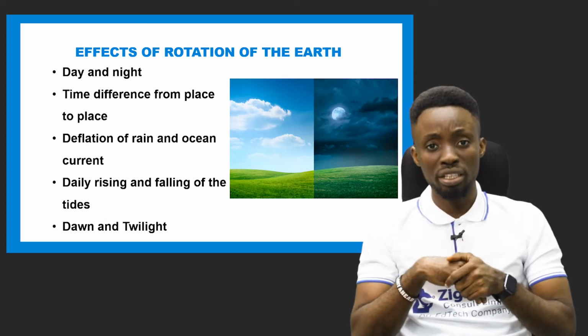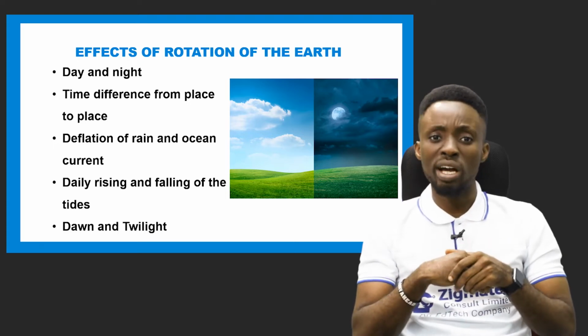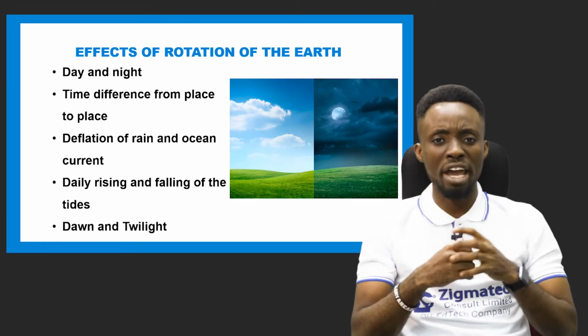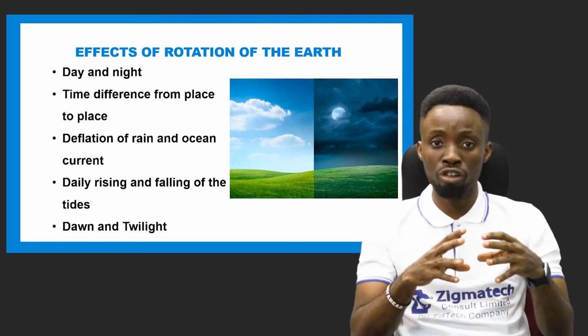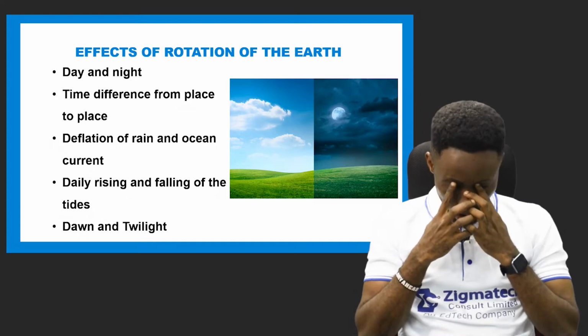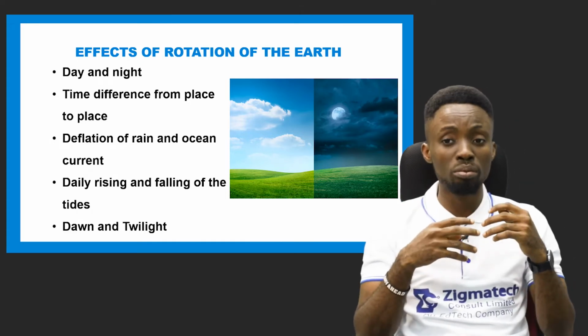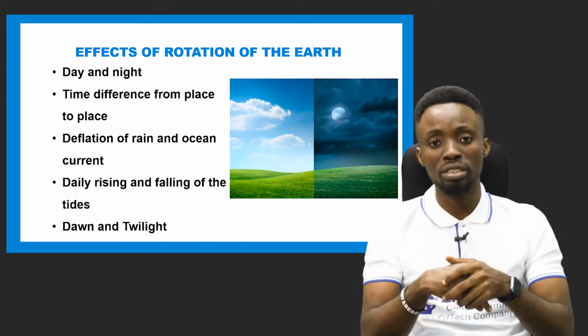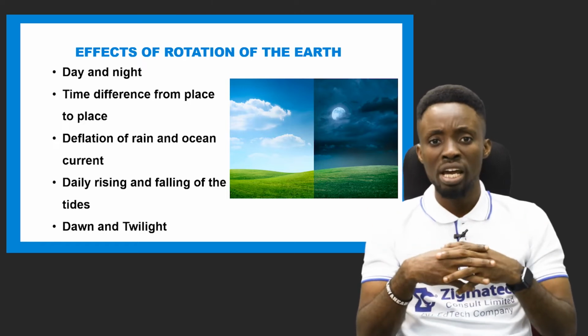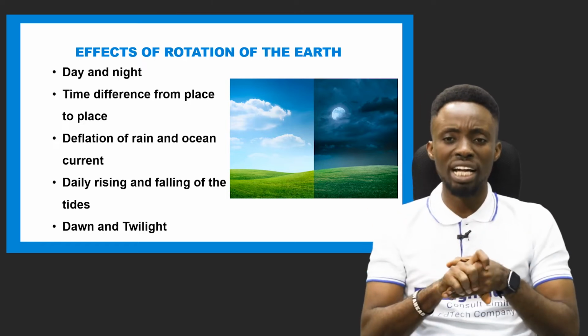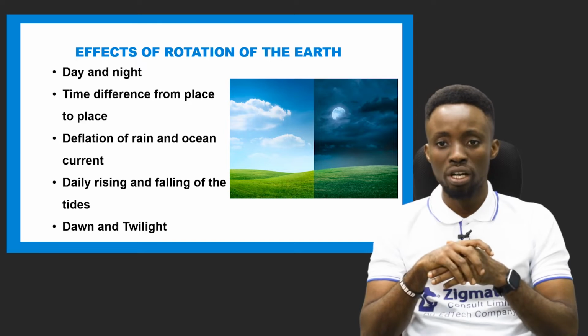Now, when the Earth is rotating, the Earth is actually influenced by gravitational pull from the sun and also from the moon. Now, these gravitational pulls actually cause the tides of rivers to rise at a certain time of the day and also to fall at a certain time of the day.